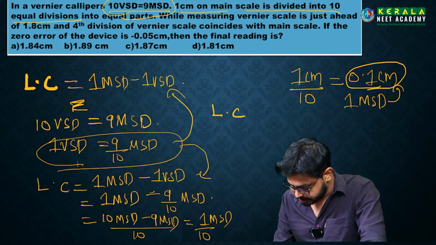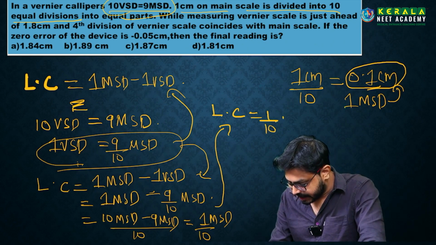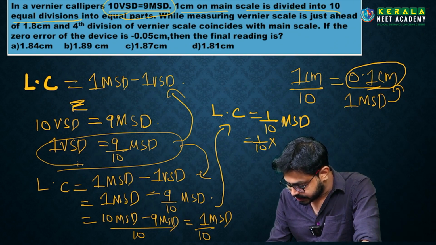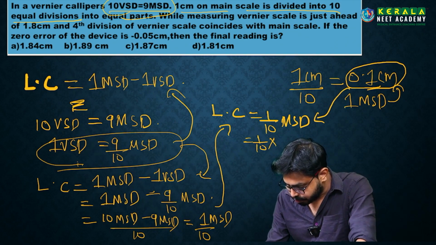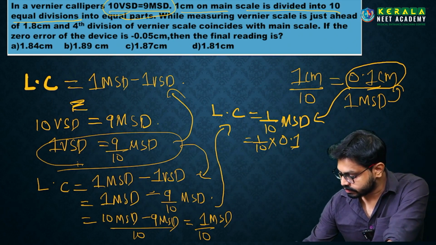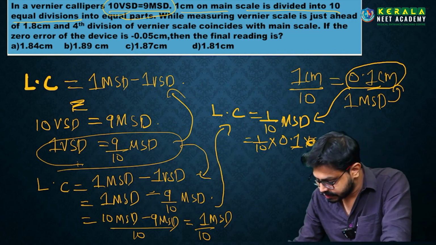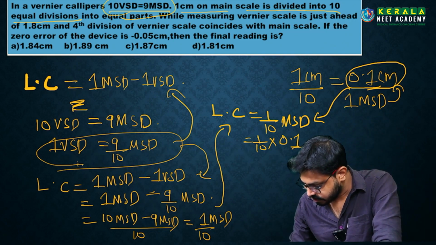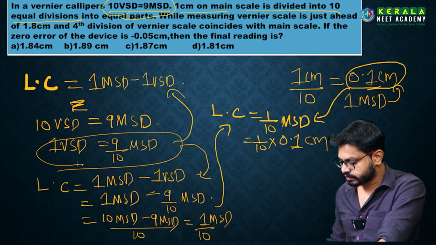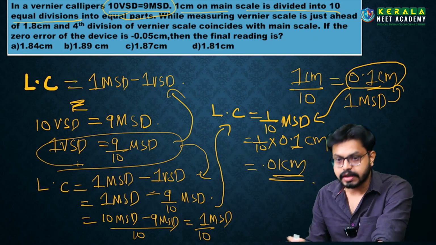Here, the least count is equal to, I am going to write the least count. Least count is equal to 1 by 10 MSD. That is equal to 1 by 10. What is 1 MSD? 1 MSD is equal to 0.1 centimeter. So, 0.1 centimeter. Then what is the answer? 0.01 centimeter is the least count.